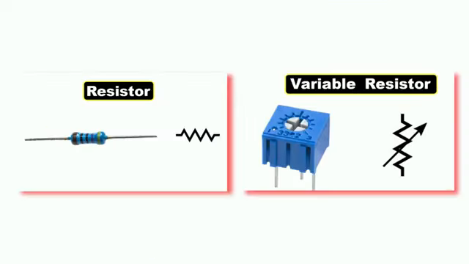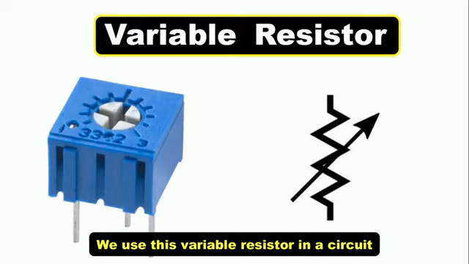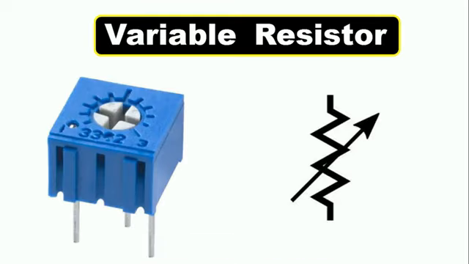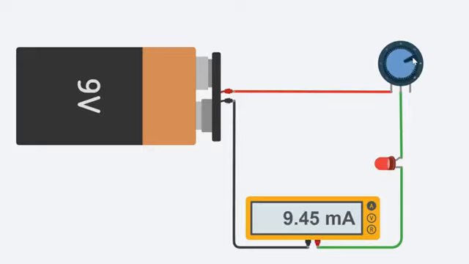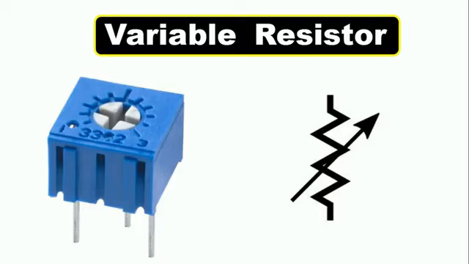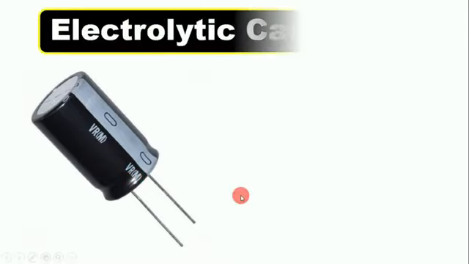So the only difference between these two resistors is that the value of that resistor is fixed and the value of this variable resistor can be changed. We use this variable resistor in a circuit where we have to control the sensitivity. That is, if we want to change the value of resistance in a circuit, then we use this type of variable resistor. Now this third component which you can see here is known as a capacitor.